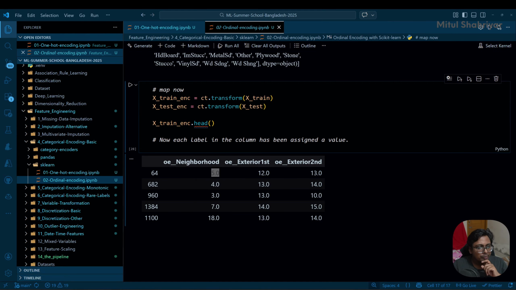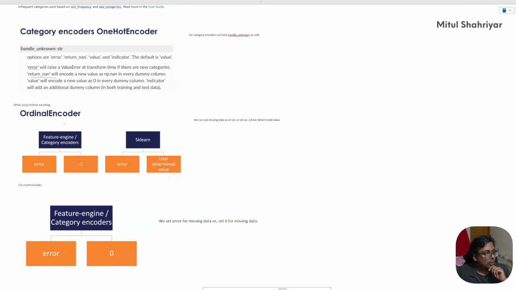So yeah, we're just good to go with this concept. Okay, another thing is, now let's resume our theoretical portion. Keep in mind that we have used scikit-learn only for this one, but in the GitHub repository you will find feature engineering or category encoders libraries as well. In case of an error, you can handle that using some user-determined value, maybe -1, -30, whatever. But for feature engineering and category encoders, in other cases, it will just show -1.